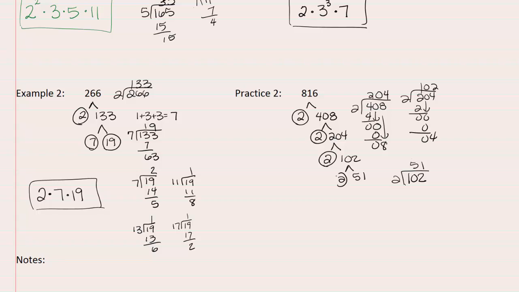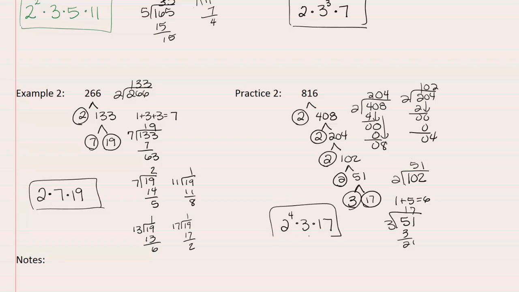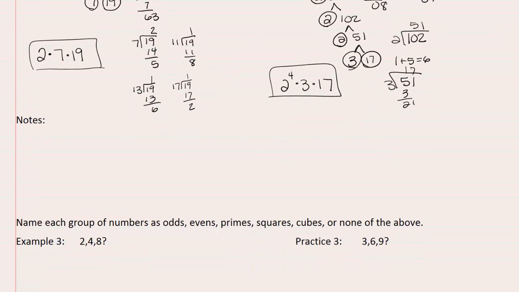And 51. Not even, so not divisible by 2 anymore. Let's add the digits. 5 plus 1 is 6, so this is divisible by 3. Three times 17. And we also know 17 is a prime number, so I have found all prime numbers that multiply to 816. 1, 2, 3, 4 2's, so 2 to the 4th times 3 times 17 would be our solution. Next, let's talk about identifying groups of numbers.